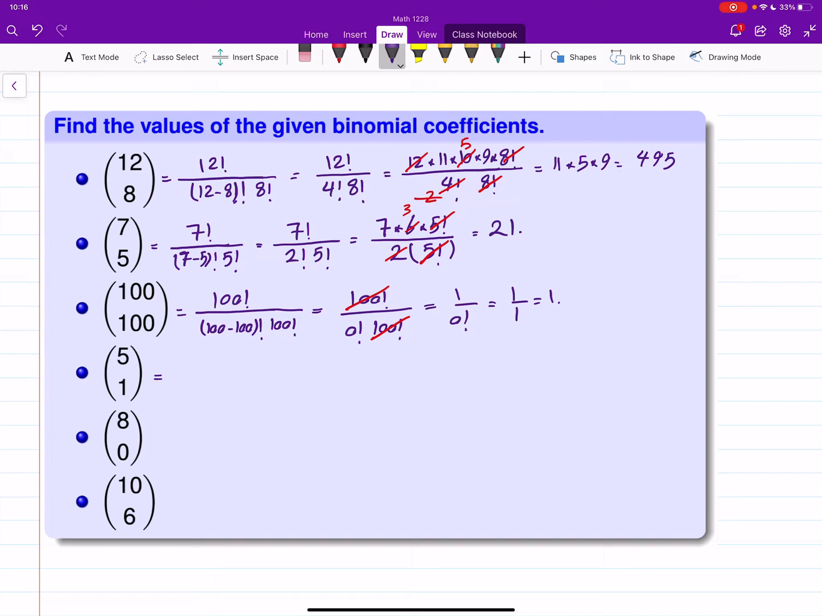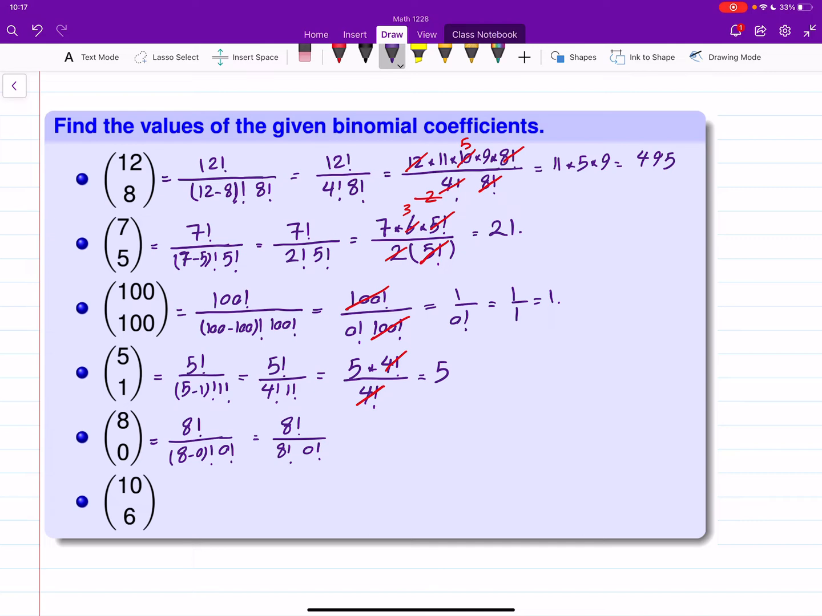How about 5 choose 1? This is 5 factorial divided by 5 minus 1 factorial, then 1 factorial. So this is 5 factorial divided by 4 factorial times 1 factorial. I can write 5 times 4 factorial divided by 4 factorial. 1 factorial is 1, I don't need to write it again. So this cancels, and what I will get is 5. How about 8 choose 0? Yes, I can have choose 0. So 8 factorial over 8 minus 0 factorial, and then 0 factorial. This is 8 factorial divided by 8 factorial times 0 factorial. So 8 factorial cancels with 8 factorial. I'm writing this to emphasize that you have to know that 0 factorial is 1. So that's why you get 1.